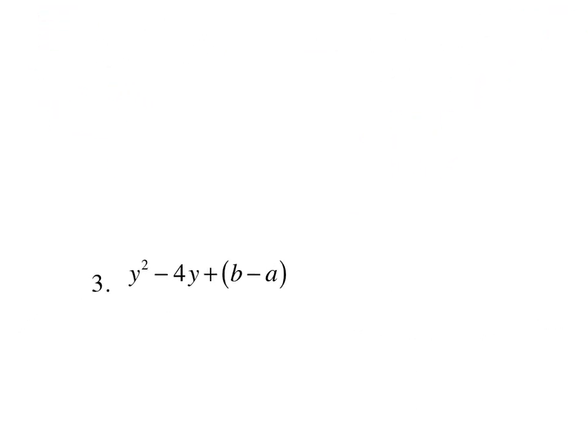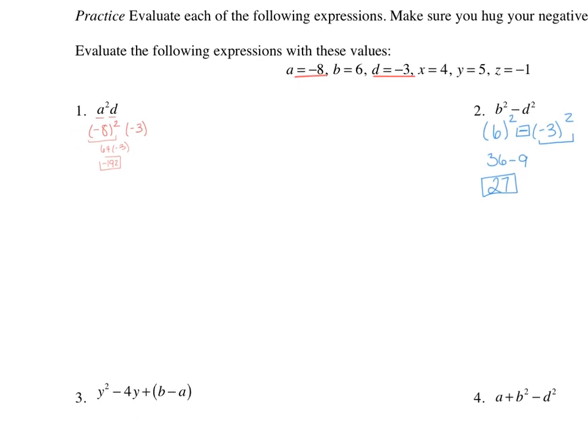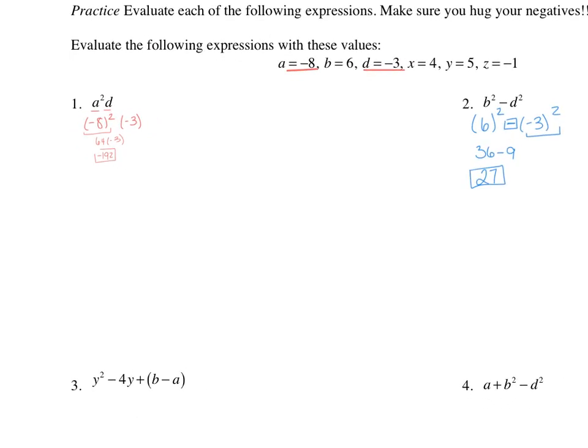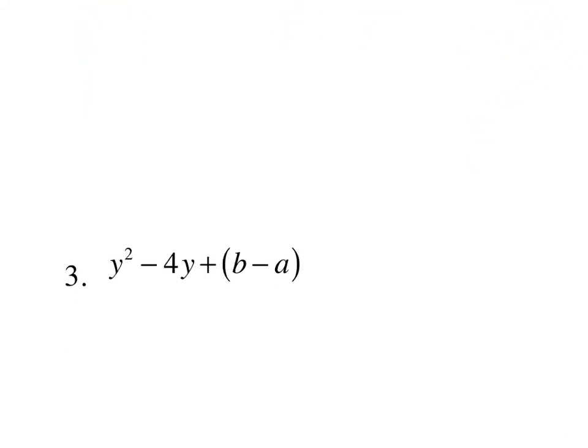Now let's go on to the next one. This one looks like a beast. I've got y squared minus 4y plus b minus a. So we got a different variable this time. We got a y. If you look back at the question, y is 5. So everywhere I see a y, I substitute a 5. But remember, we got to wrap it in parentheses because the parentheses police are in town.